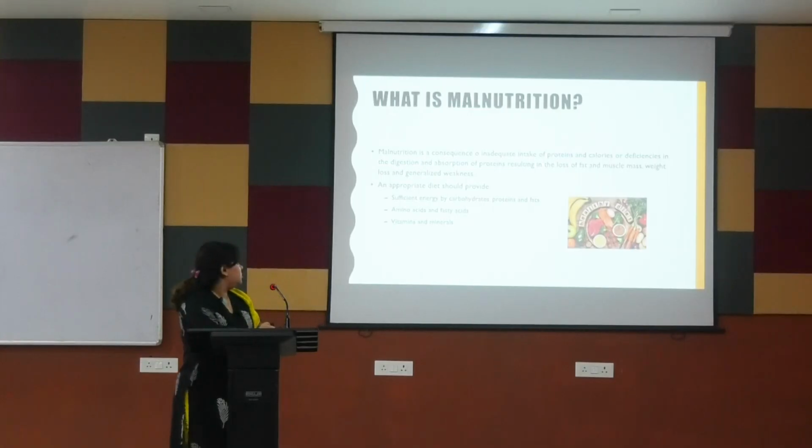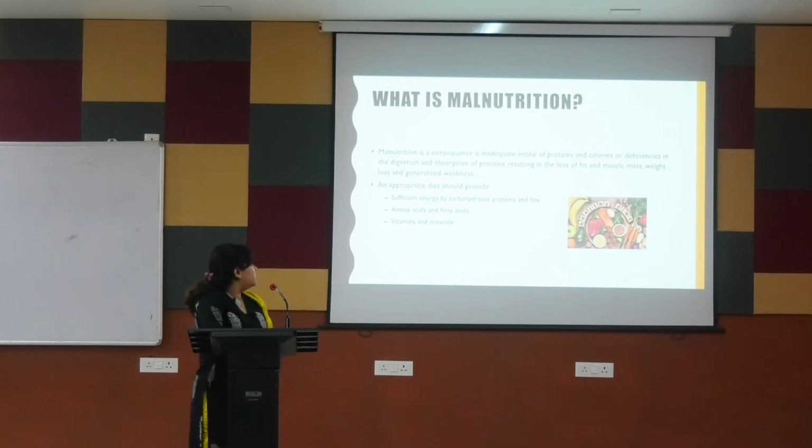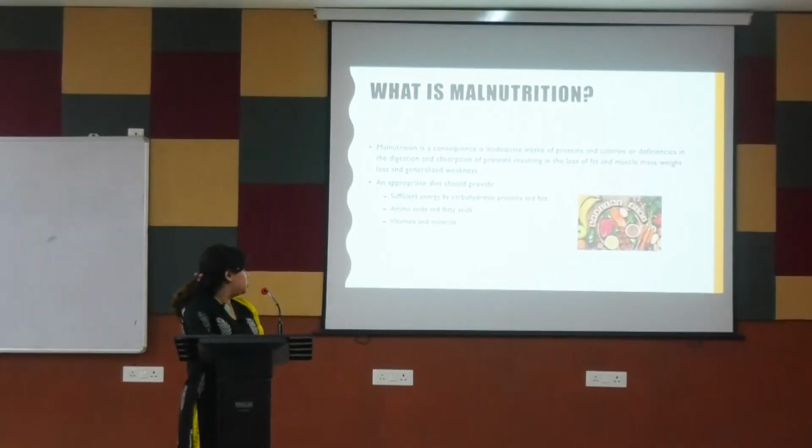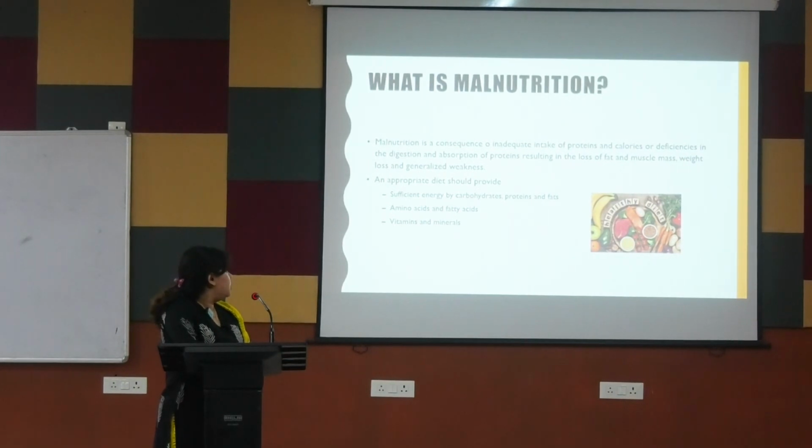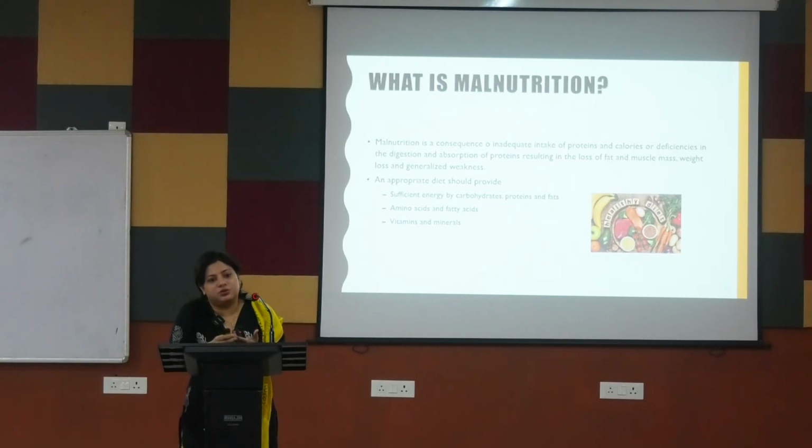Now malnutrition, what is it? It is a consequence of inadequate intake of proteins and calories or deficiencies in the digestion and absorption of proteins, resulting in the loss of fat and muscle mass, weight loss and generalized weakness. So either inadequate intake of proteins and calories or inadequate absorption and digestion. So the one is primary malnutrition, the other is secondary malnutrition.